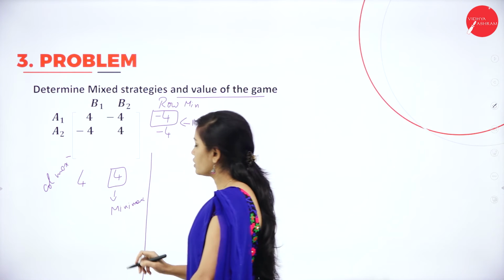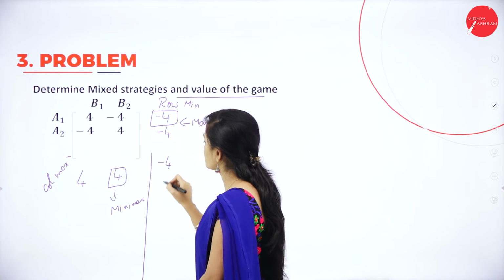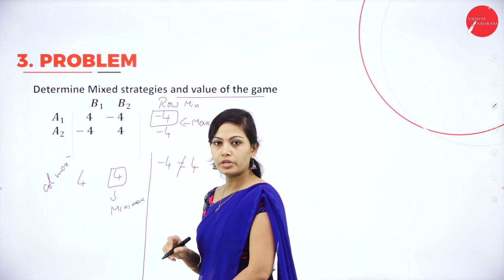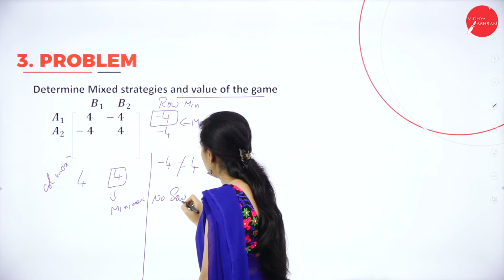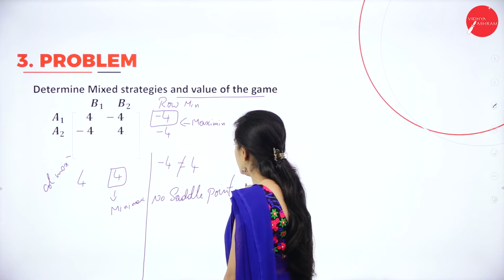So now you can cross verify whether it is equal or not. So maximin value is -4 is equal to minimax value is 4? So -4 is not equal to 4. It has no saddle point. Clear? Note, no saddle point. It is a mixed strategy.